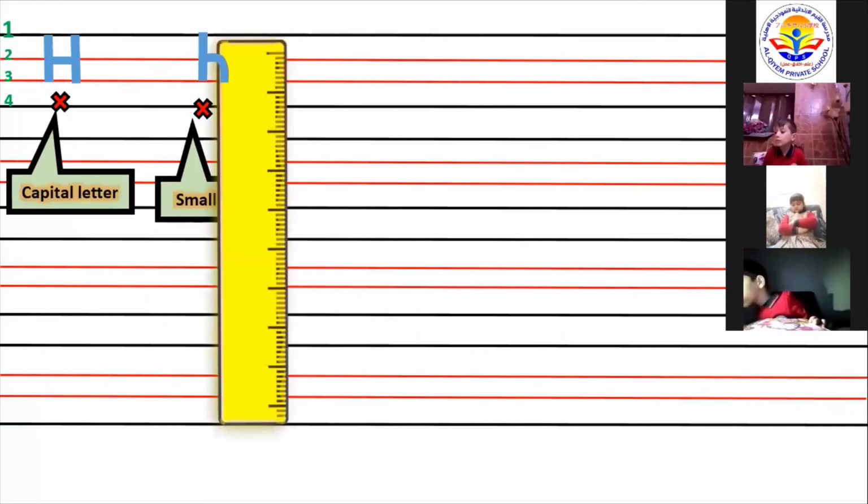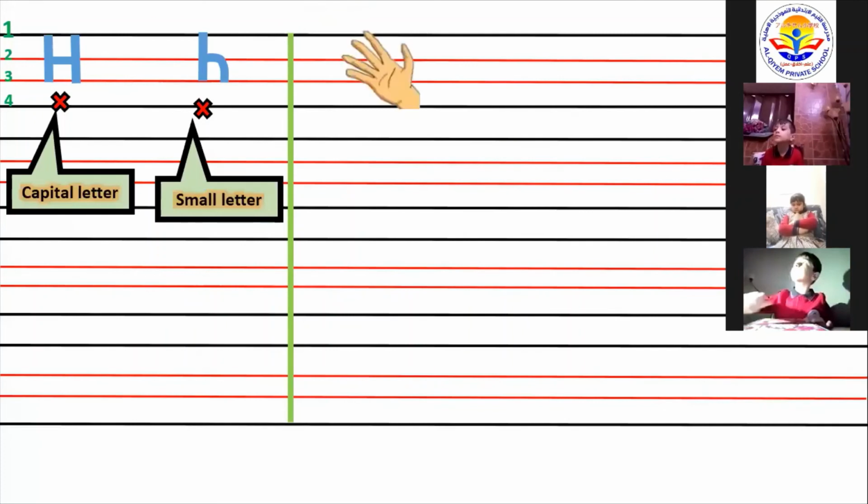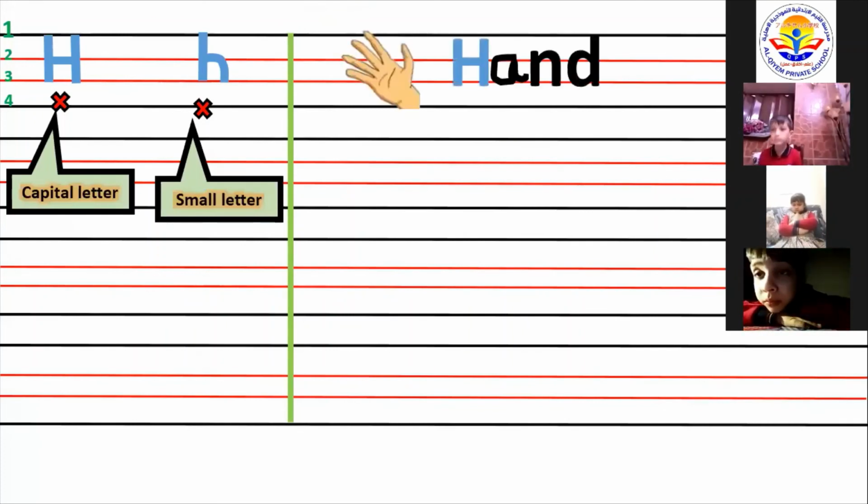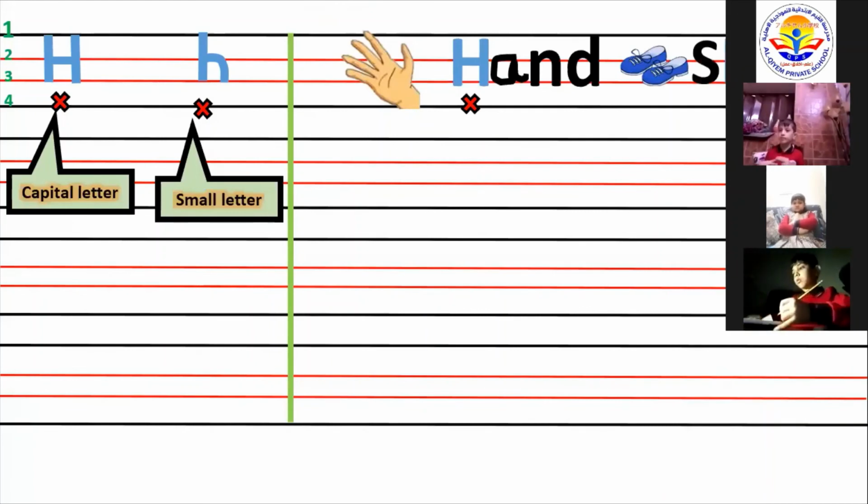Now let's write examples. For example, the word hand. It starts with a capital H. Another example is the word shoes. In the middle of the word shoes we have a small letter H.